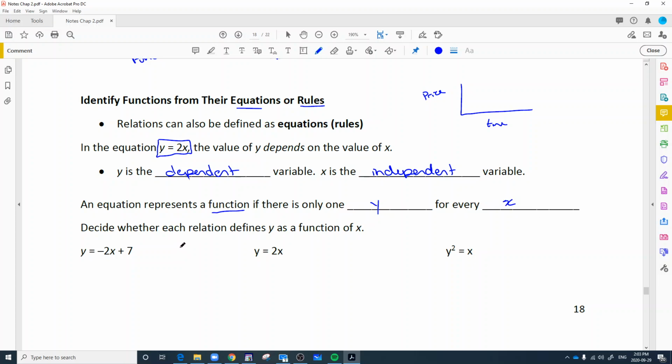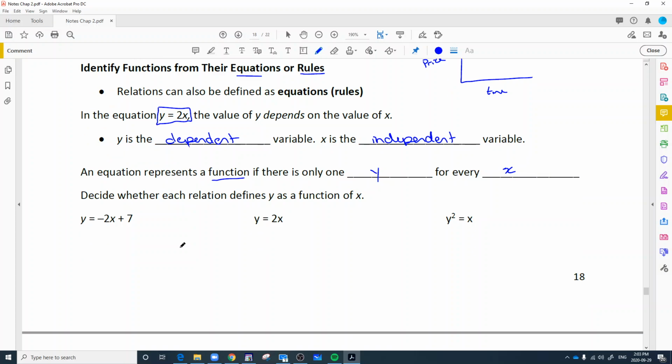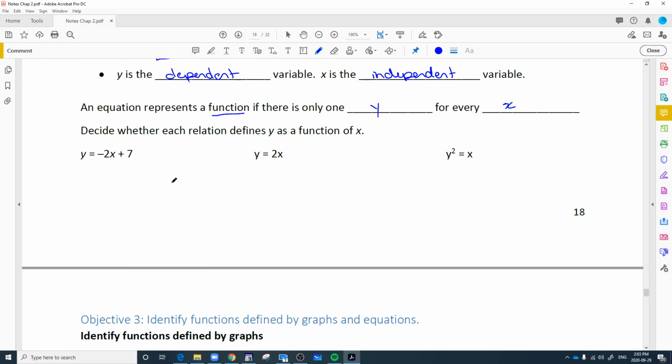So to determine whether an equation is representing a function or a relation, you put in different values for x. So you put in different independent variables. And if you can get more than one y value for that x value, then it's a relation but not a function. So for example, if I were to put in an x value of, let's say, 2, into this equation, I solve for y.